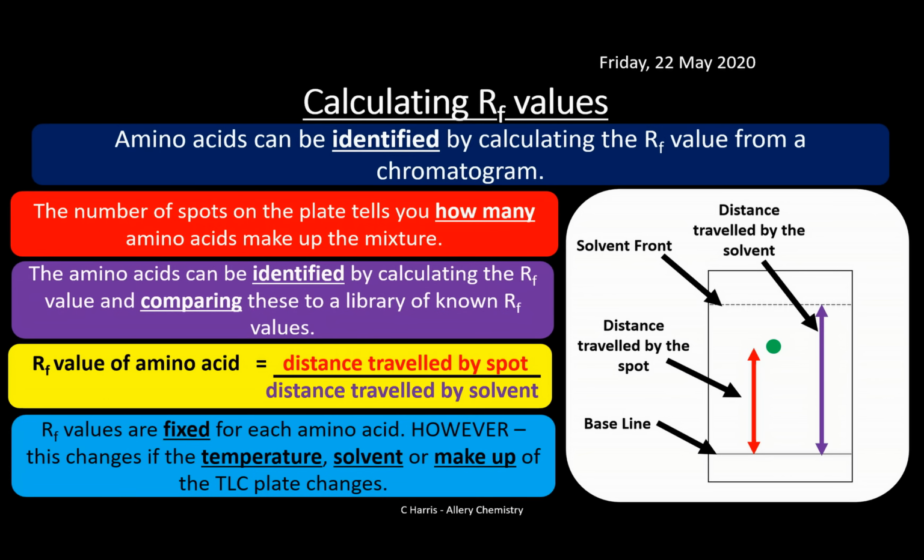However, that is only true if we're comparing it against like-for-like sources. So for example, they must have been conducted at the same temperature, the solvent must be the same, and the makeup of that TLC plate must also be the same. That also has an impact on the RF value. So you've got to be certain in that data book. You've got to know what conditions they conducted the chromatogram in, and as long as yours are in the same conditions, then you can make that comparison and hence use that to work out your amino acid. Okay, so it's all very CSI, like I say.